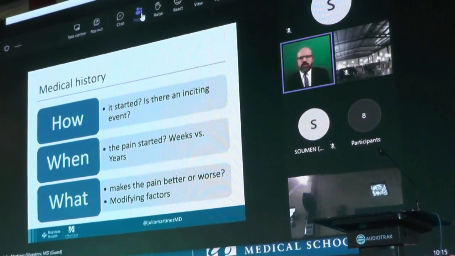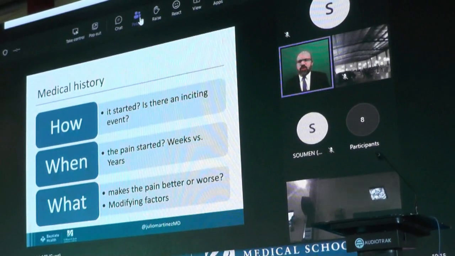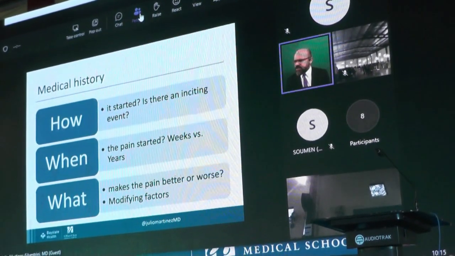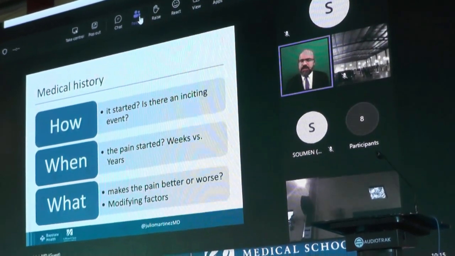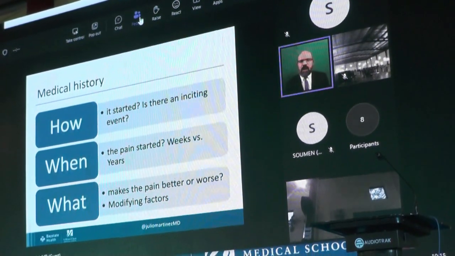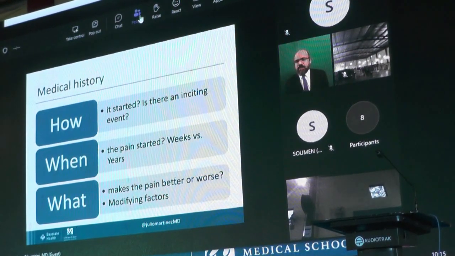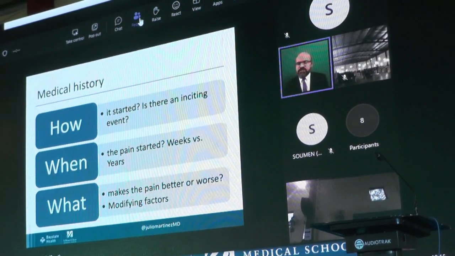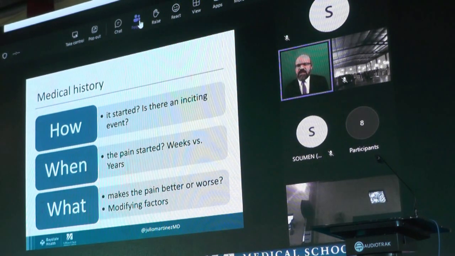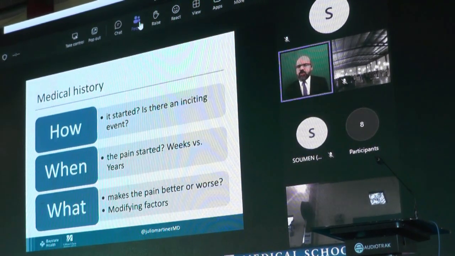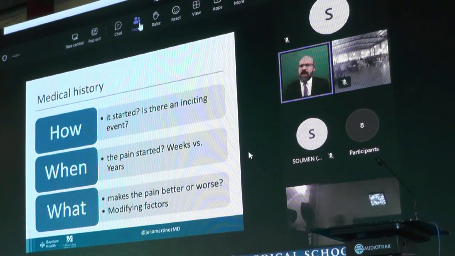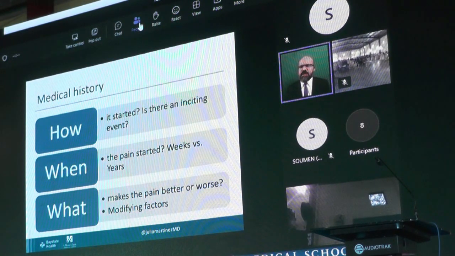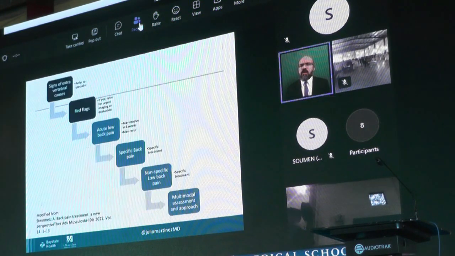It is also helpful to know what makes the pain better or worse. For example, as we'll discuss in a few slides, there is some back pain that gets better when you're sitting and worse when you're standing up. And most back pain gets better when you lie down. It's also important to know modifying factors. For instance, if I have a patient that has a significant improvement of their back pain using a medication like ibuprofen, I may use ibuprofen in the management of their back pain. So it's important to listen to the patient, and they will give you a lot of information when you do the medical history.